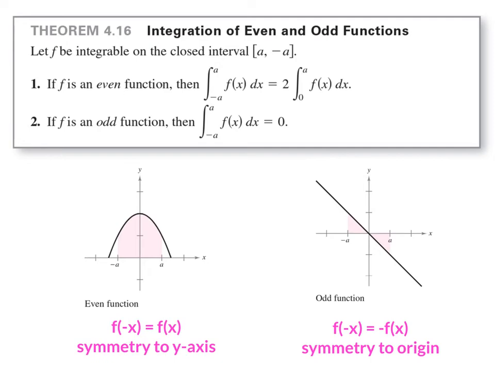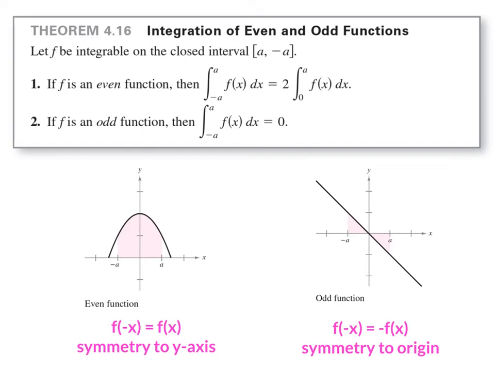Another way to do this algebraically to check if it's even or odd or neither, and unfortunately if it's neither, you can't really use these rules, but if it's even and you plug in negative x into the function and it returns the same exact function you started with, that's an even function. And if you plug in negative x into a function and it returns the exact negation of the original function, so all the signs change, but all the terms are the same, that's an odd function.